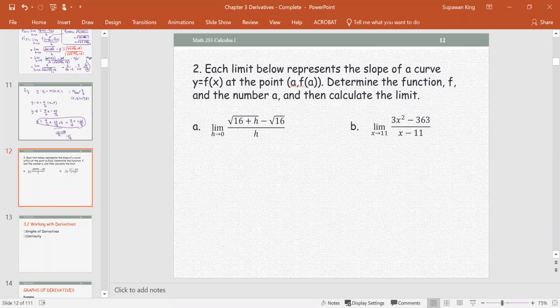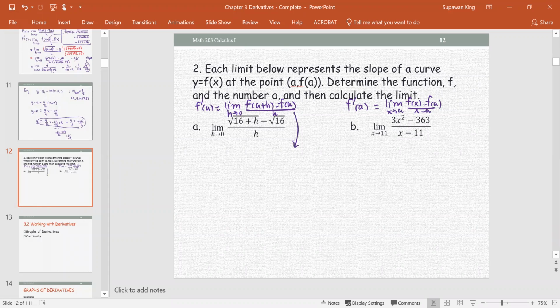As you recall, the limit definition of the derivative will be in two different forms. The first one, where f prime of a equals the limit of f of a plus h minus f of a, divided by h as h approaches 0. And another form would be f prime of a equals the limit of f of x minus f of a, divided by x minus a as x approaches a.